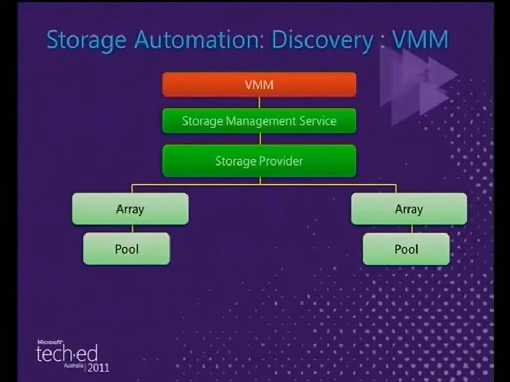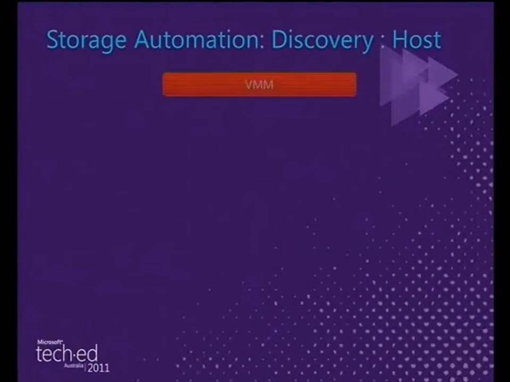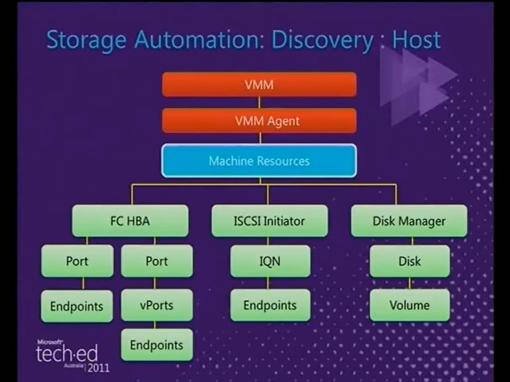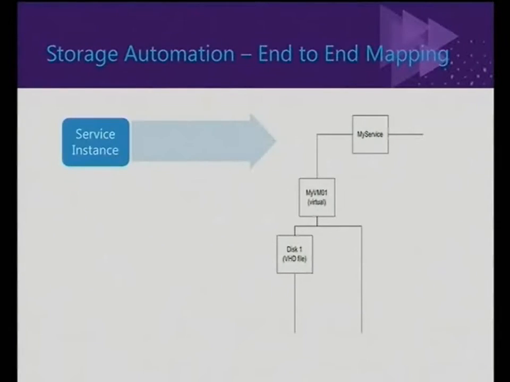So we have two ways to discover. One is using the VMM. The other one is using the host, which we have today. Which is going to the VMM agent, then machine resource, then FC, iSCSI, or disk manager. I put this on here just for you guys to understand. This could sound complicated, but it's not. It's just for you to understand. How far can I go with System Center?